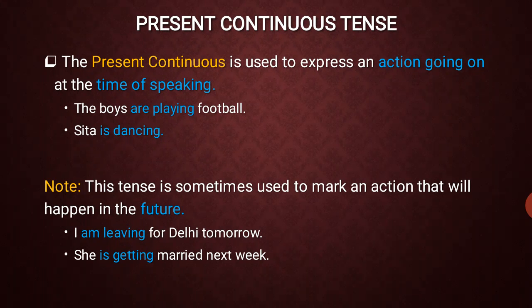This tense is sometimes used to mark an action that will happen in the future also. So, I am leaving for Delhi tomorrow. Like this, we can have sentences in the present continuous tense. She is getting married next week.